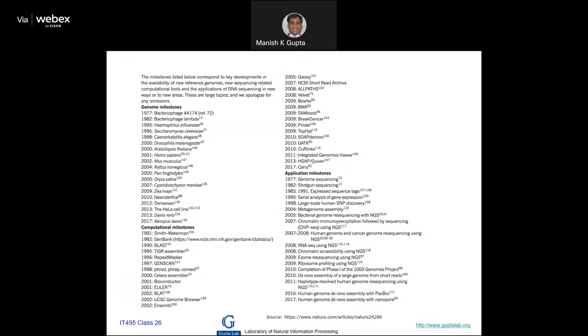There were certain computational milestones. The Smith-Waterman algorithm is a very famous algorithm, okay, in 1981. And as I mentioned, GenBank was created in 1982, which started depositing all kinds of genomic data. I think I have shown you the NCBI website sometime back in the lectures, if you remember, and how different kinds of genomes are listed there. BLAST is a powerful technique, which was discovered in 1990 to match sequences, basically.